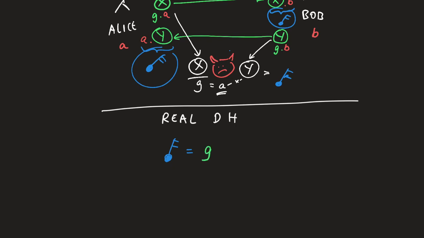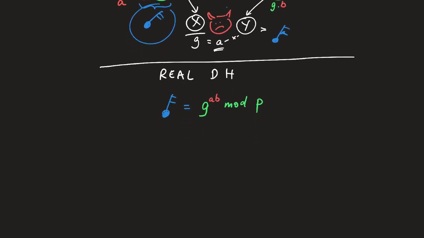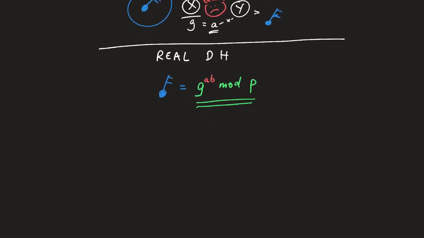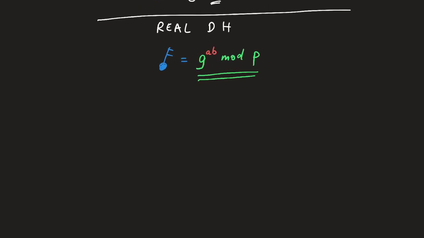G to the power of A and to the power of B, and there's going to be a mod P. And both G and P are public variables, P being a very big number. And we'll talk about why this definition of the key calculation is really important. This is basically the trapdoor.